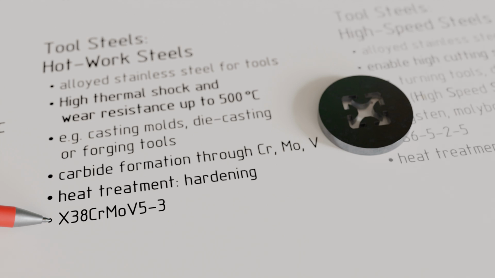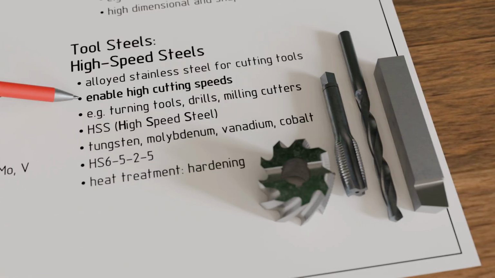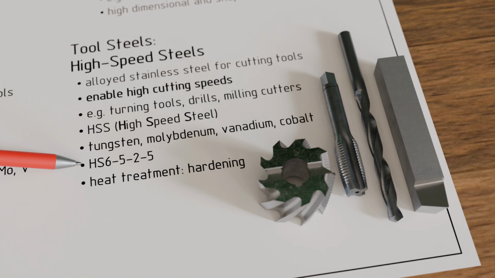Another group of tool steels is the so-called high-speed steels. These are highly alloyed steels developed specifically for machining processes involving high cutting speeds and high temperatures, such as turning, drilling, or milling. The main alloying elements in high-speed steels are tungsten, molybdenum, vanadium, and cobalt. In abbreviated designations, these steels are identified by the letters HS, followed by the respective percentages of the alloying elements in the order: tungsten, molybdenum, vanadium, and cobalt.